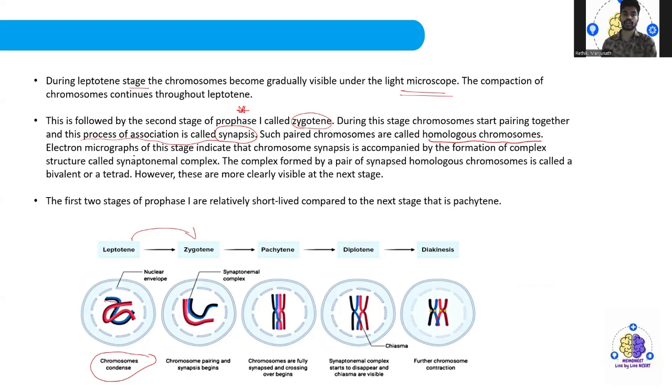The electron micrograph of this stage indicates the chromosome synapsis is accompanied by the formation of a complex structure. This is the structure that you are going to see here, the synaptonemal complex. Clear? The complex formed by a pair of synapsed homologous chromosomes is called a bivalent or tetrad. However, they are more clearly visible at the next stage, the pachytene, where you are going to observe the clear visibility of it.